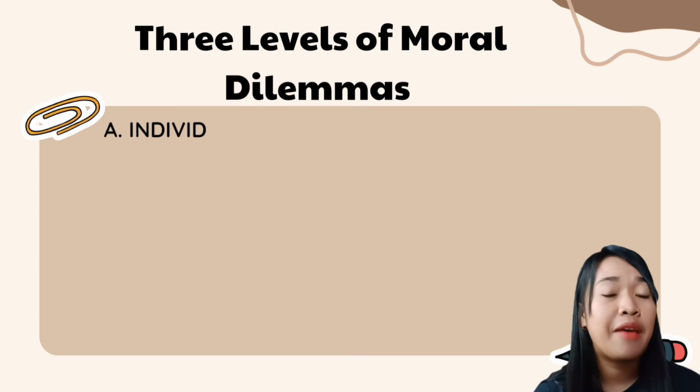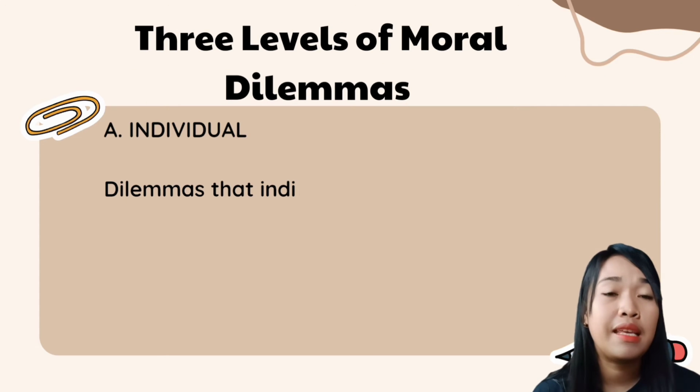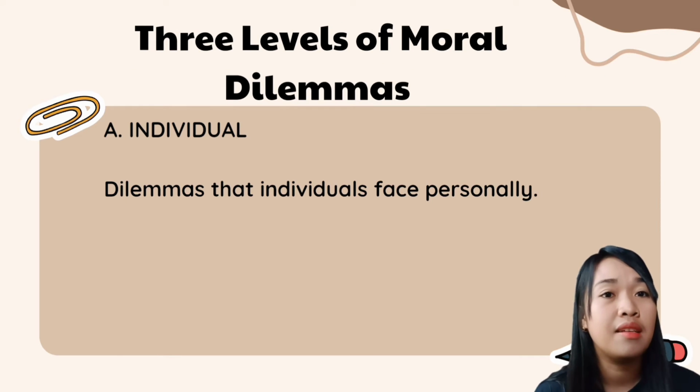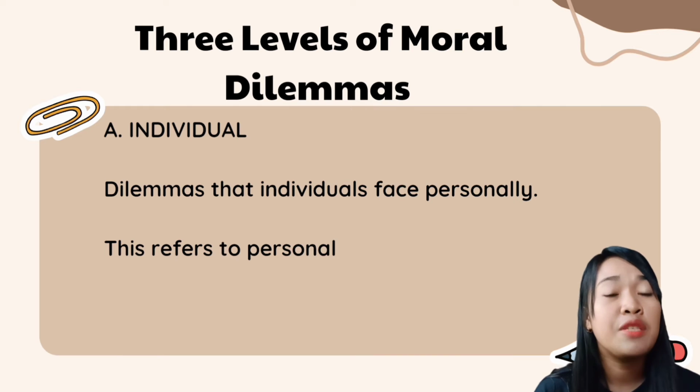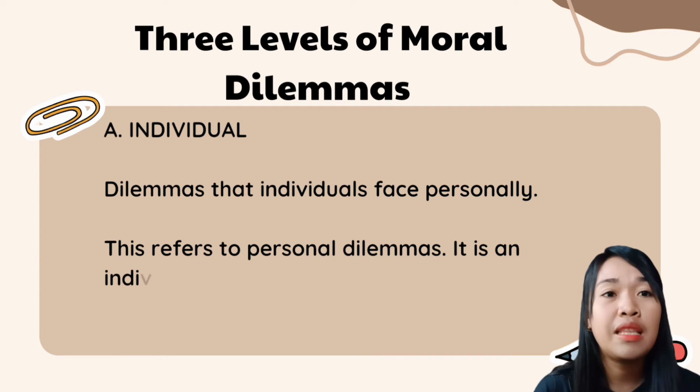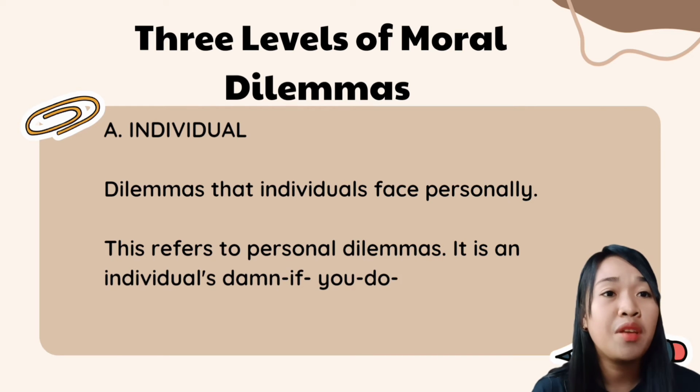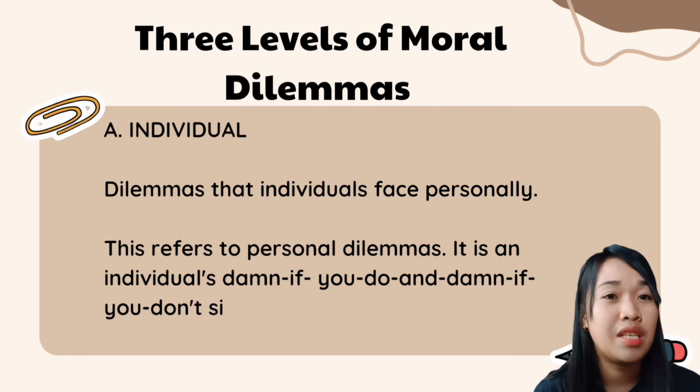So we have the three levels of moral dilemmas. First is the individual dilemma. Dilemmas that individuals face personally. This refers to personal dilemmas. It is an individual damn if you do and damn if you don't situation.